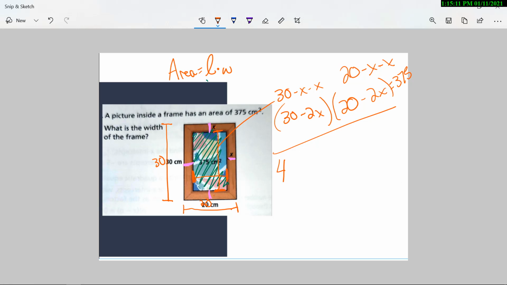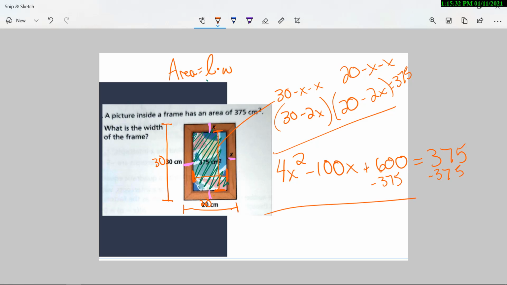When we do that, we get 4x squared minus 100x plus 600 equals 375. So we still can't solve it because it's not equal to 0. So we subtract 375. So 4x squared minus 100x plus, now 225 equals 0.